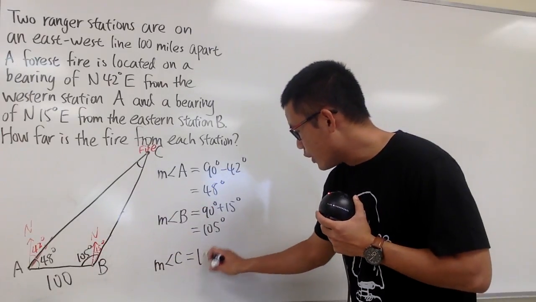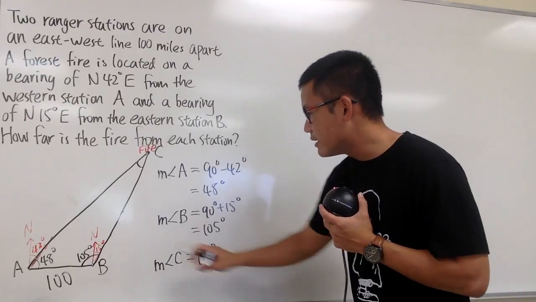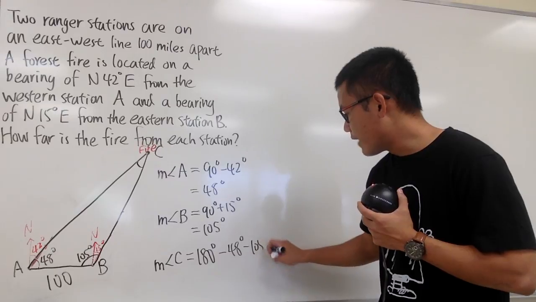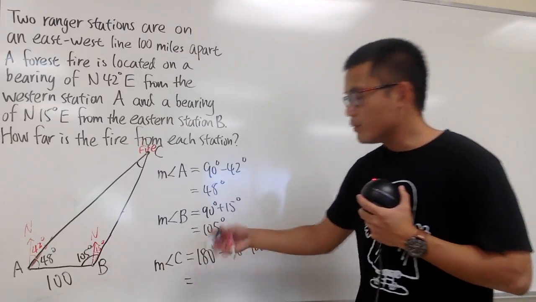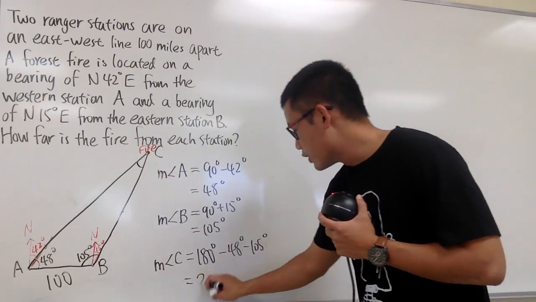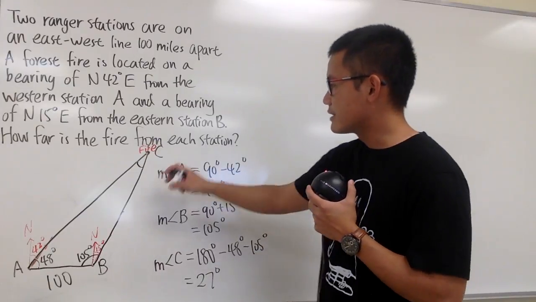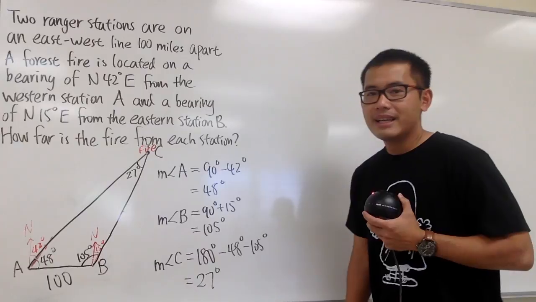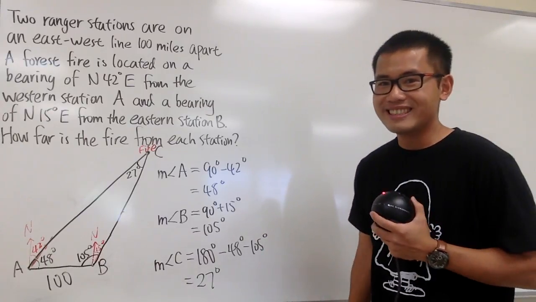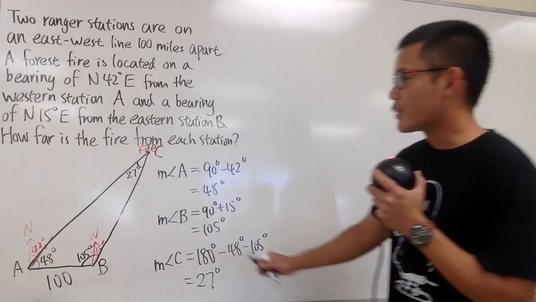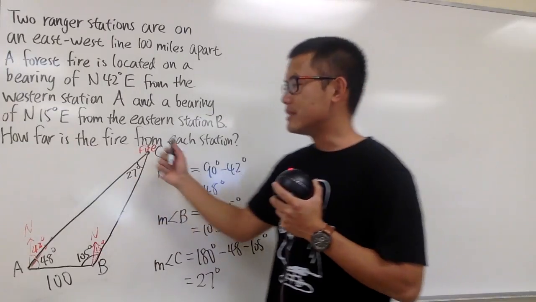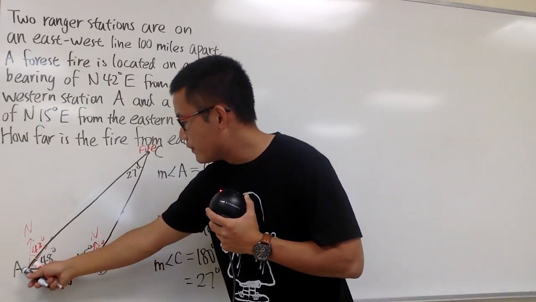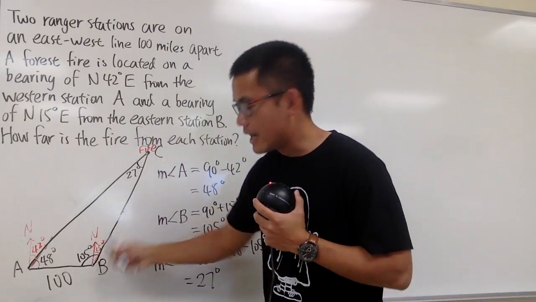So we just have to do 180 degrees minus 48 degrees minus 105 degrees. And altogether, just subtract, you end up with 27 degrees. And that's going to be the measure of angle C right here. So this is how we fill in all the information. And now, the question is asking us, how far is the fire from each station, right? So I need to figure out this side, and likewise this side, right?